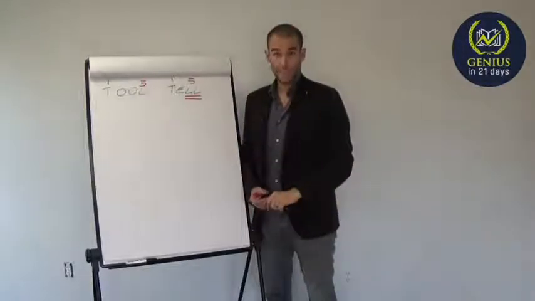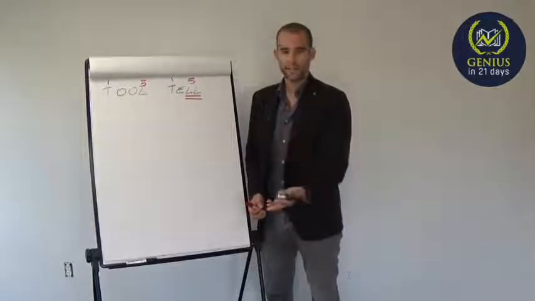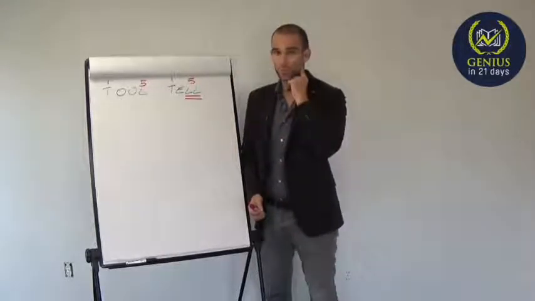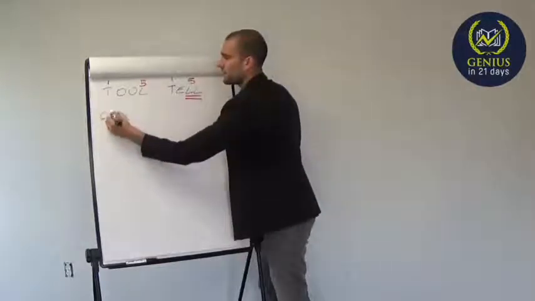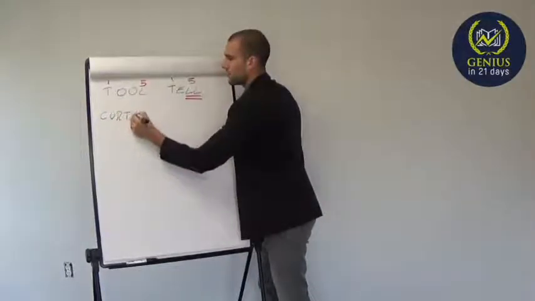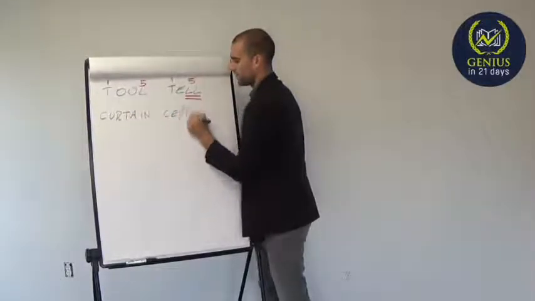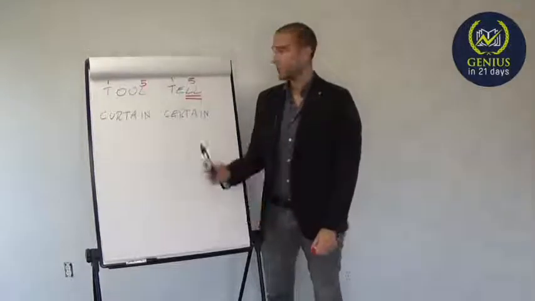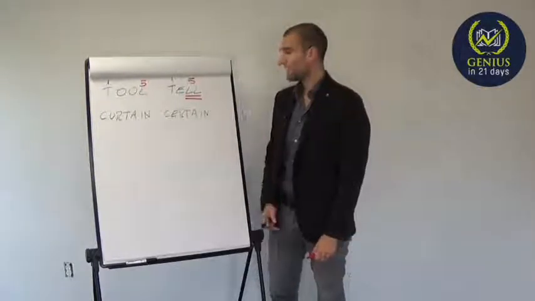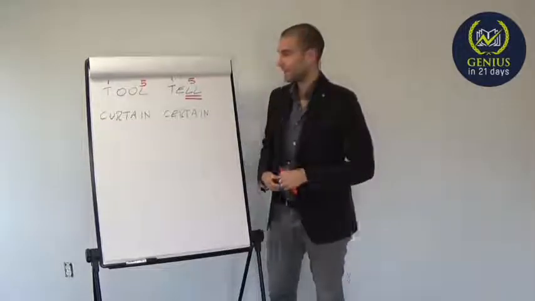The second rule is that it doesn't matter how you write the word, it doesn't matter the spelling, but what matters is the sound of the word, the pronunciation. So, the first word is curtain. The second word is certain. Let's see how you translate it with the phonetic sounds.